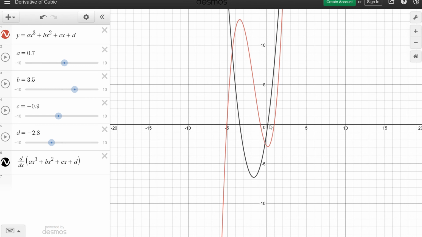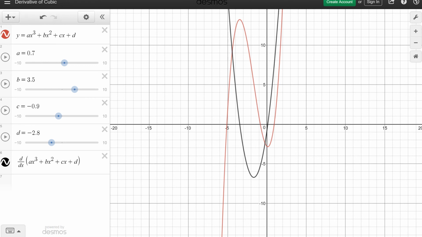So the intercepts of our quadratic correspond to the maximum and minimum turning points on our cubic, and where our parabola has a turning point, that's equal to the point of inflection where our graph changes from having a gradient that's decreasing to starting to increase again.